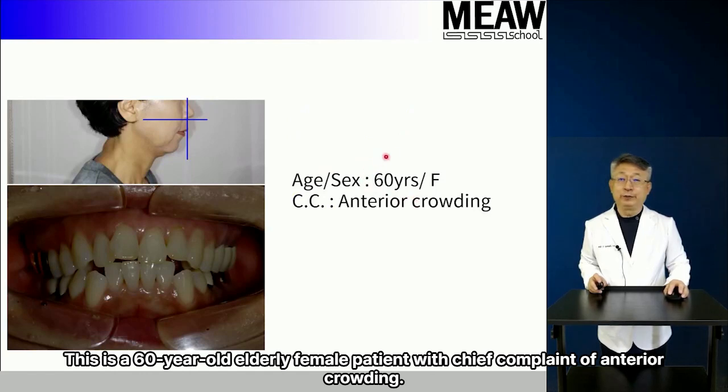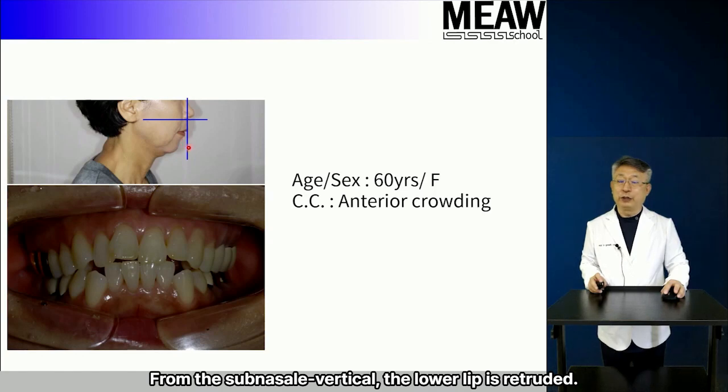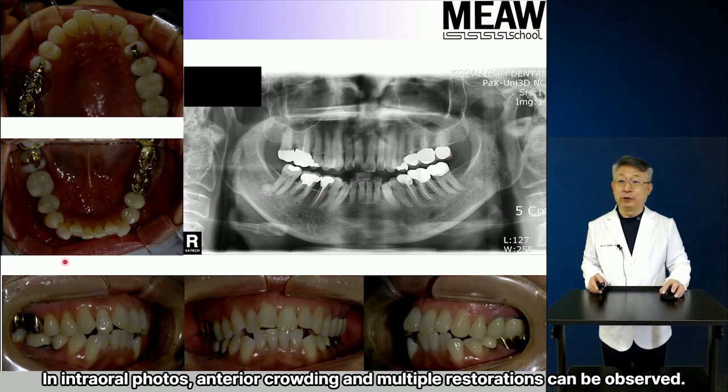This is a 60-year-old elderly female patient with chief complaint of anterior crowding. From the submaxilla vertical, the lower lip is retruded. In panoramic X-ray, many of the posterior teeth are treated with dental crowns, and some are endodontically treated as well. In intraoral photos, anterior crowding and multiple restorations can be observed.